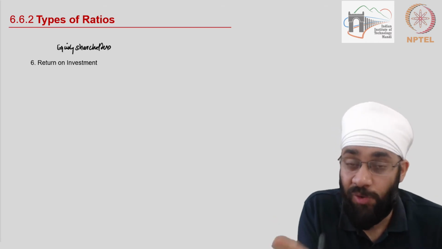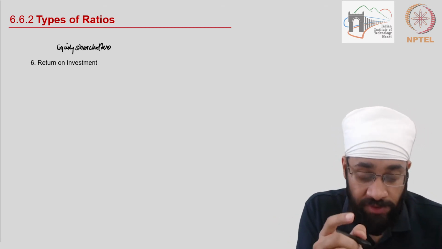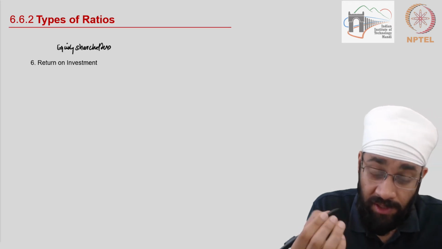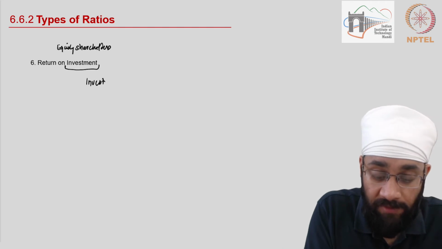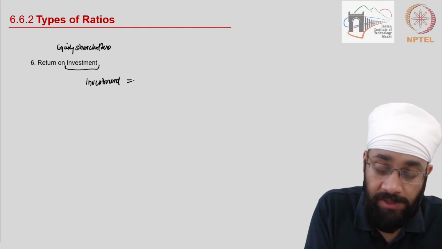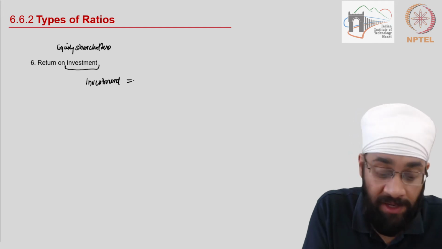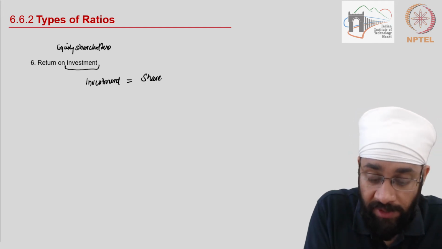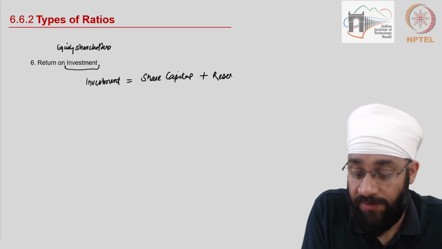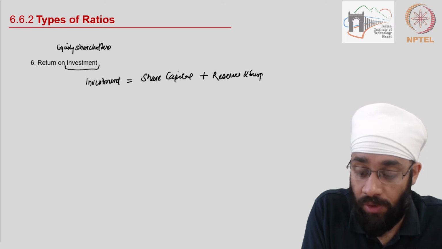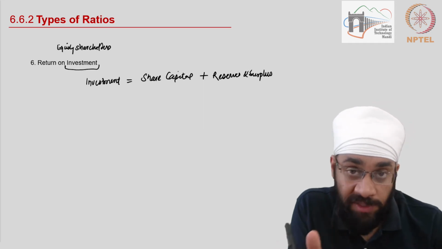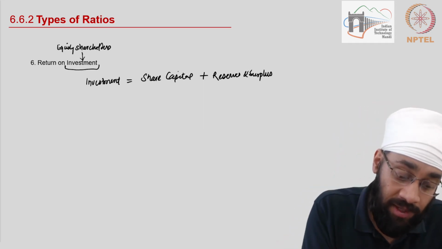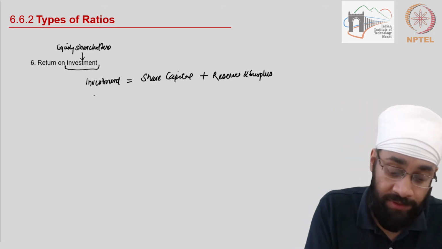Not even preference shareholders, only the equity shareholders, the common shareholders in the business. What is the return on investment? First of all, let us define what is the investment. The investment here is equal to the funds invested by the equity shareholders. So you will write share capital, and any reserves and surpluses in the business also belong to the equity shareholders. So this is the investment made by one specific party. So now we are looking at it from the point of view of equity shareholders.